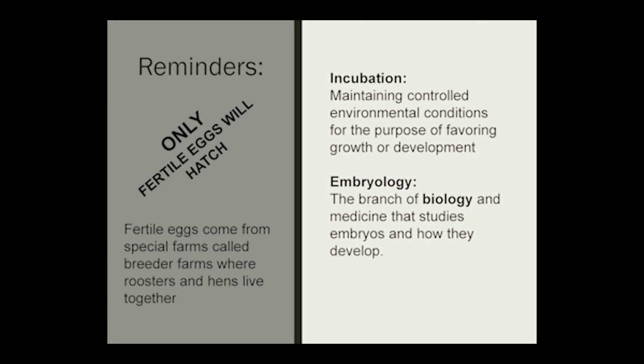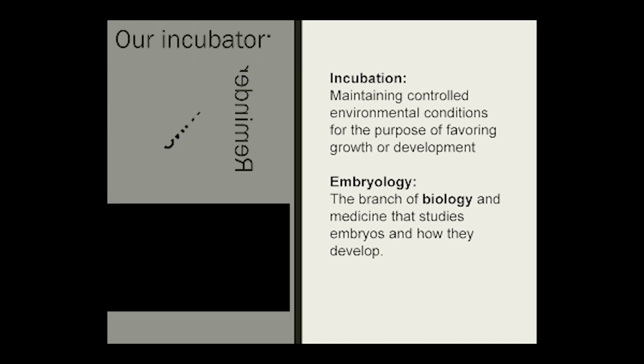So reminders, we only use fertile eggs when hatching. Fertile eggs come from special farms called breeder farms, where roosters and hens live together. Or in this case, you'll learn what a gander and a goose. Remember those words for later on.